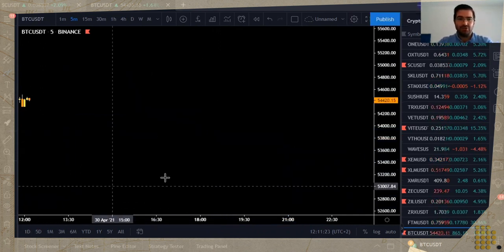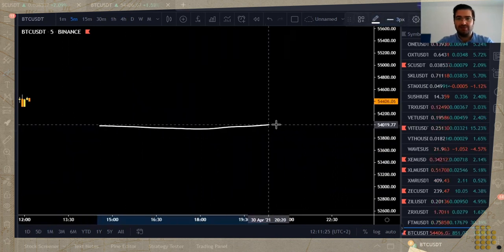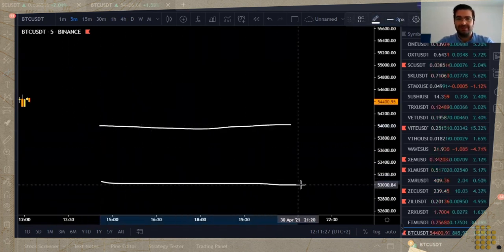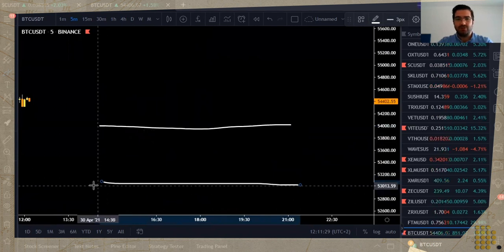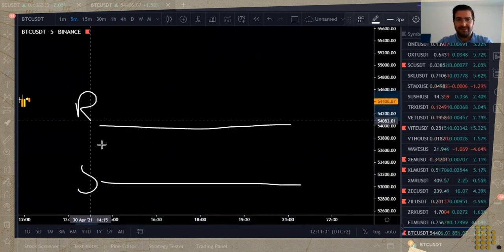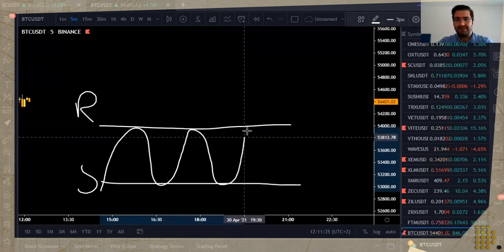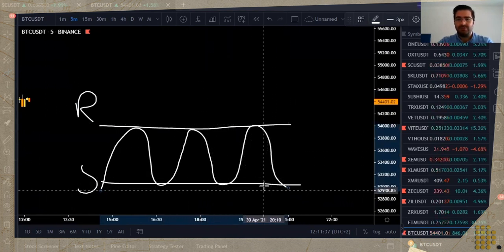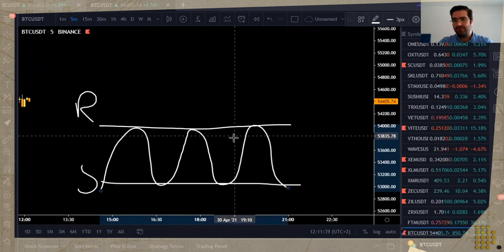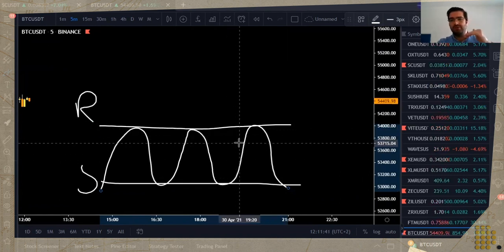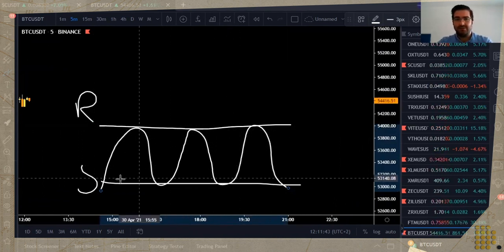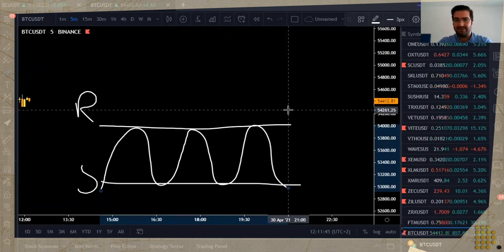However, in a range, the market is bouncing between two levels. These levels are called support and resistance. You can see that the market is bouncing inside this channel. So the market is moving neither to the upside nor to the downside. It is stuck between those levels.